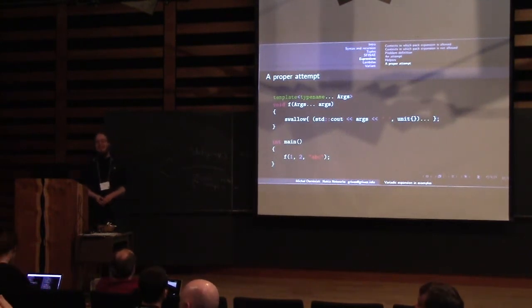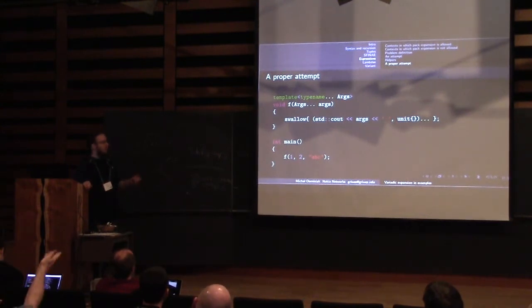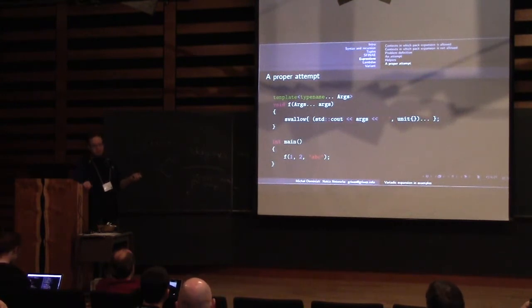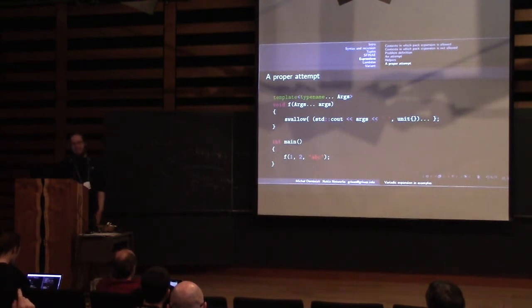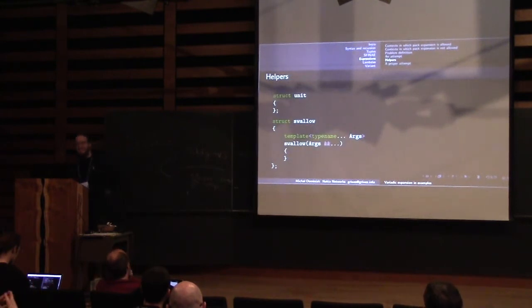I'm just wondering, here you have a non-uniform list of types expanded, but if they were uniform, is there any danger that it would turn into an initializer list? If Swallow had an initializer list constructor, would it match that one instead? Yes. But it doesn't have one, for that specific reason. All these expressions would have the same type, even if the unit wasn't there.